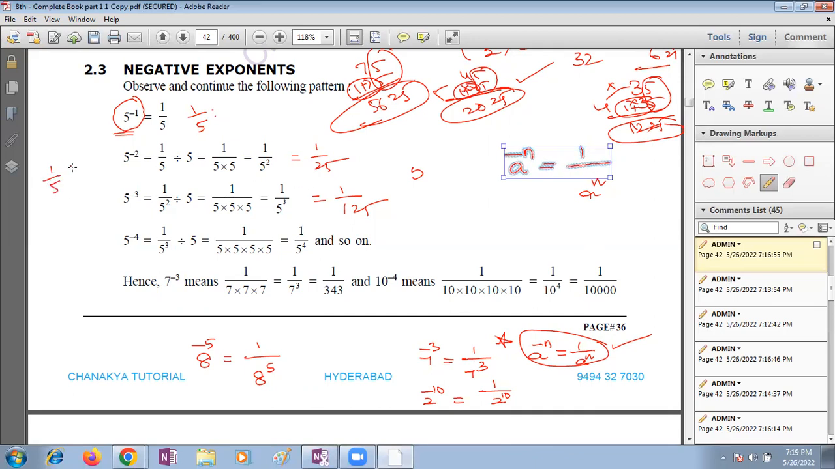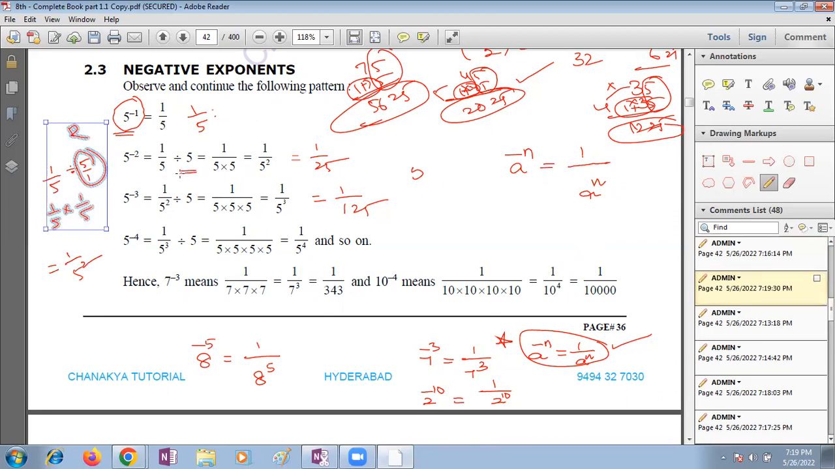If you take 5 as a reciprocal, division can be written as 1 by 5 multiplied with 1 by 5. The reciprocal of this fraction is 1 by 5. So it's nothing but 1 by 5 square. Dividing 1 by 5 by 5, you get 1 by 5 square. Dividing that with 5, you get 1 by 5 cube. That means a power n minus 1, children. You can observe the series here.